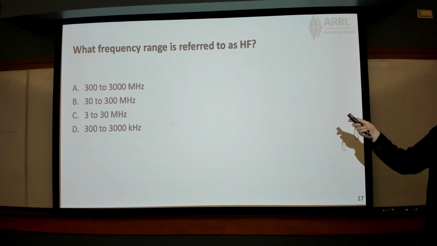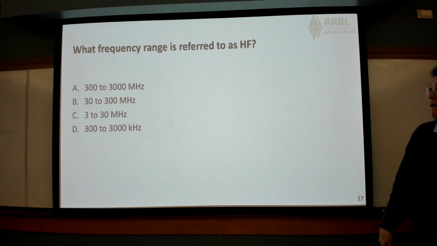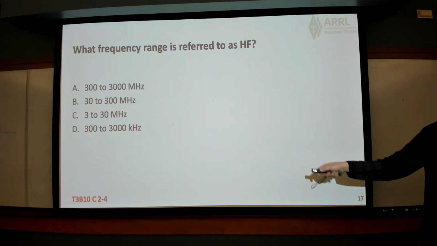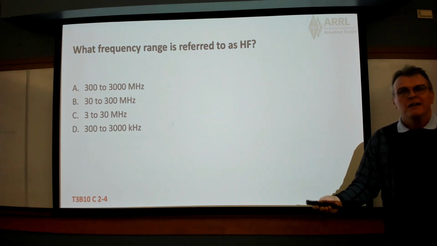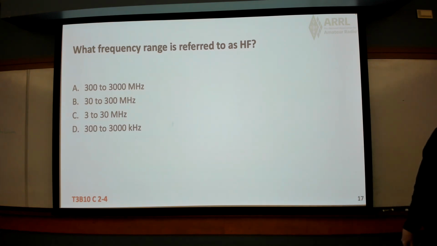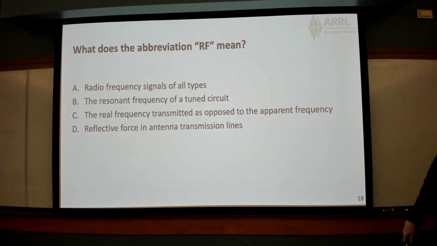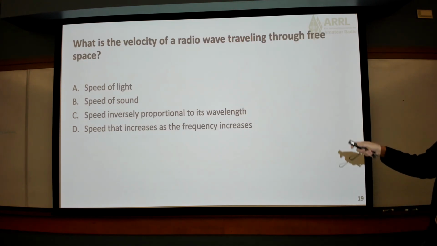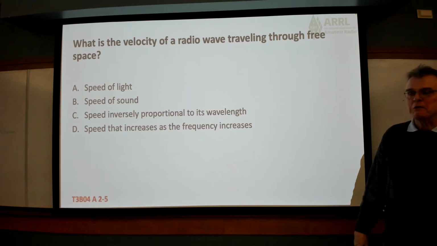What frequency range is referred to as HF, high frequency, sometimes called shortwave? B. C, okay. 3 to 30 megahertz. So once again, read the book, take the tests, and some of these you'll just know by heart very quickly. Okay, what does the abbreviation RF mean? It is indeed A, correct. What's the velocity of a radio wave traveling through free space? I hope everybody would know it's the speed of light.